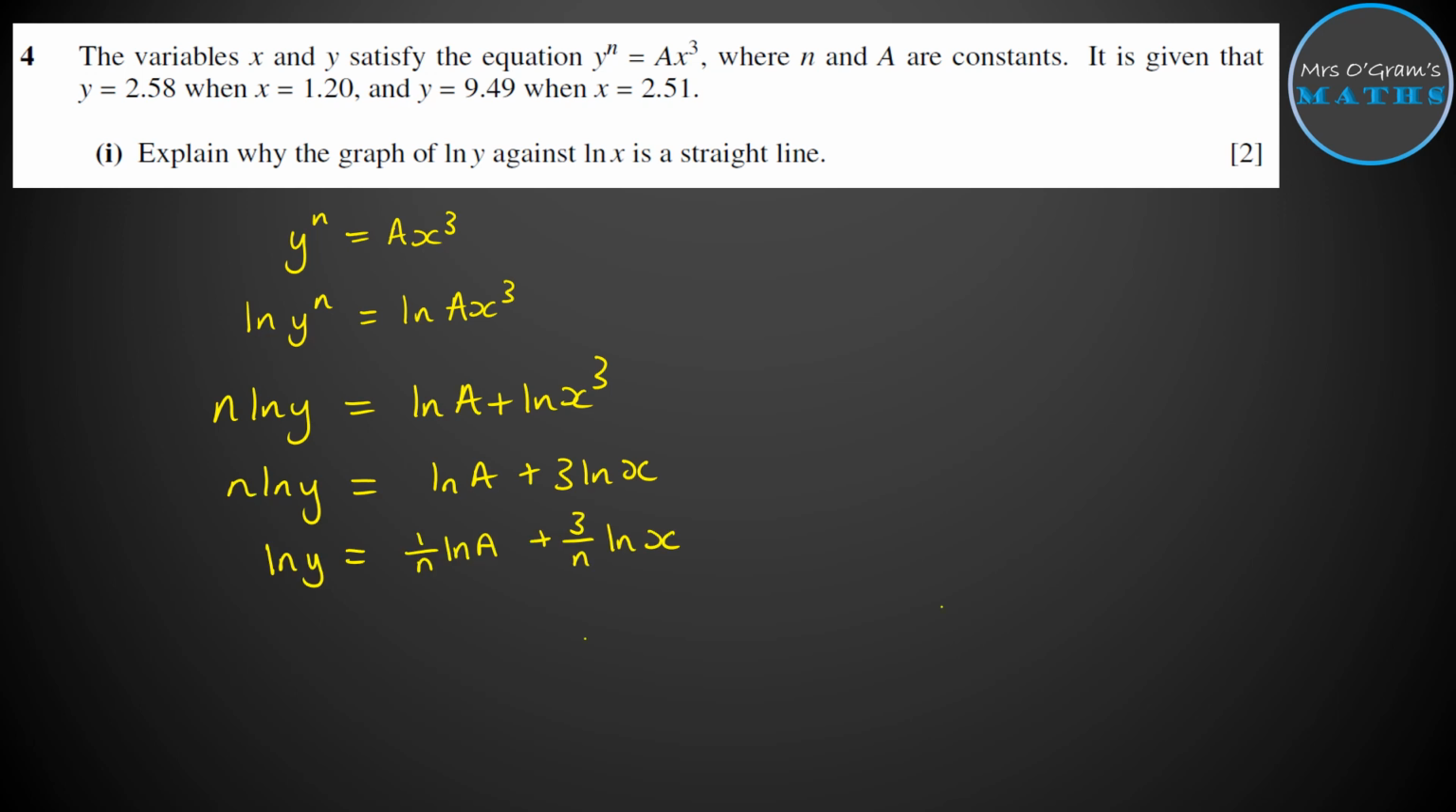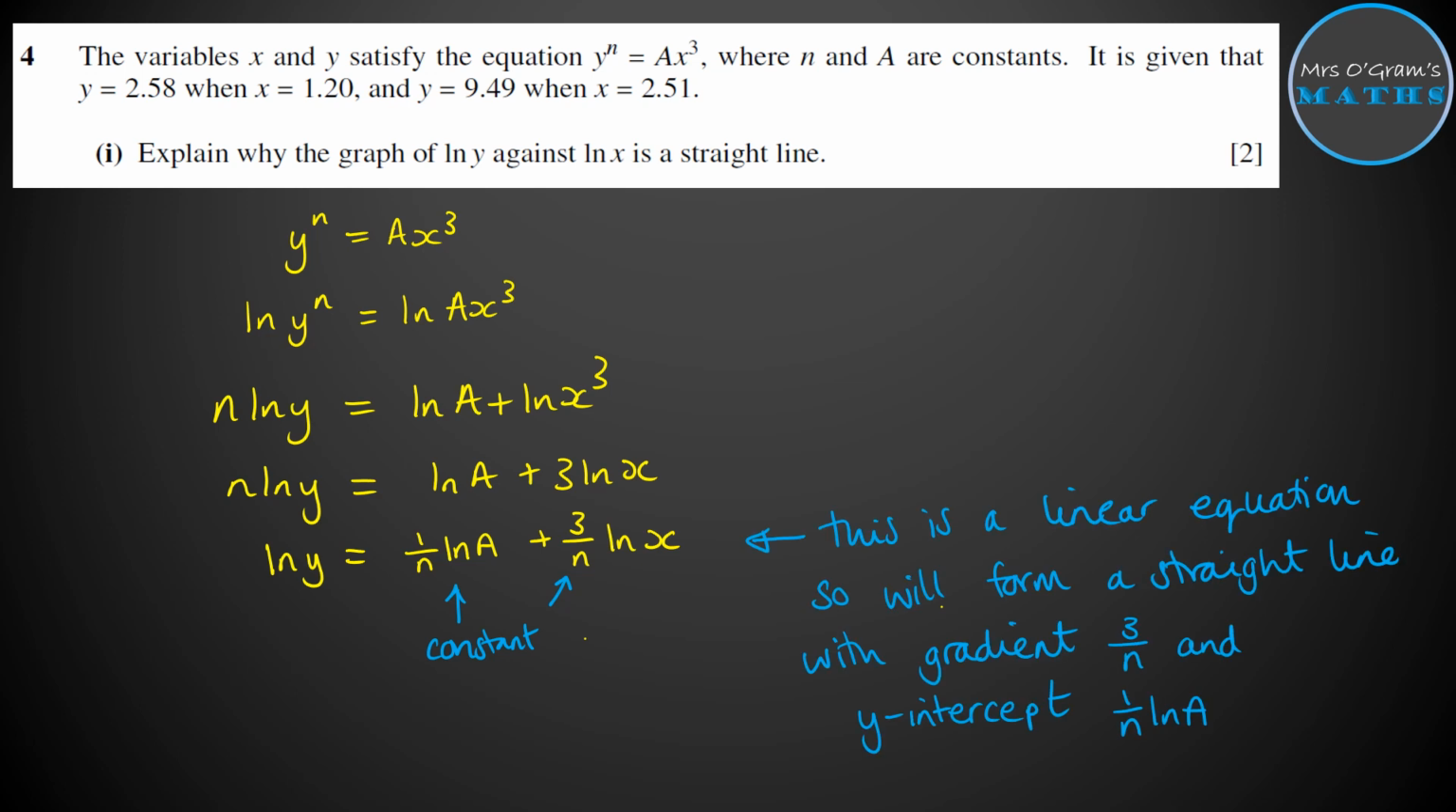We end up with this, so we can explain that this part here is a constant, and so is that bit there. So it's not a variable. Therefore, we've now got a linear equation. We've got an equation that's in the form of y equals mx plus c. So this makes a linear equation. We'll form a straight line, and the gradient is 3 over n, because that's the portion being multiplied by ln x, and the y-intercept will be 1 over n ln a.